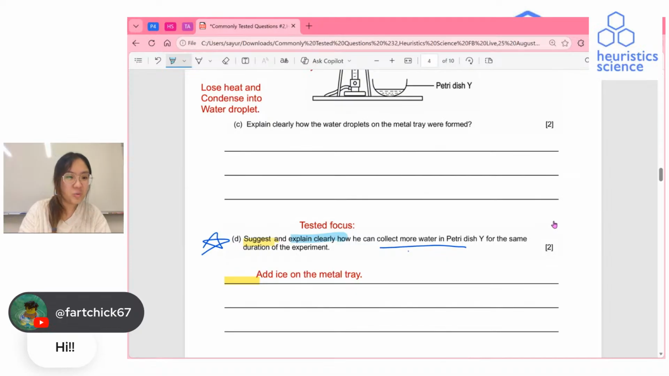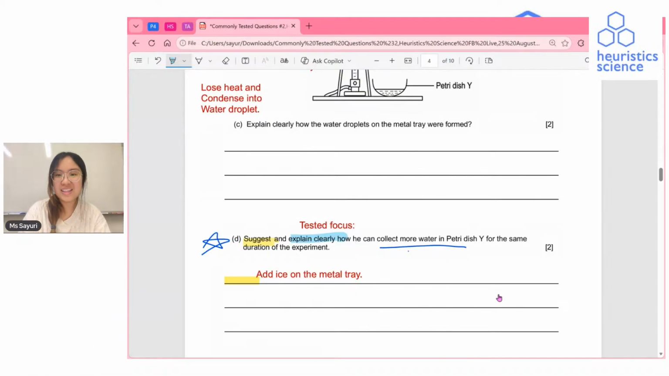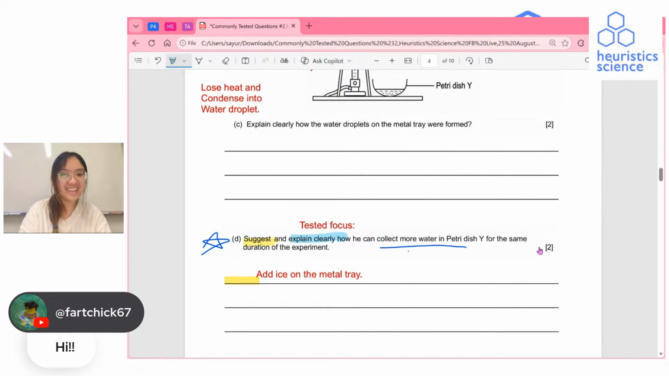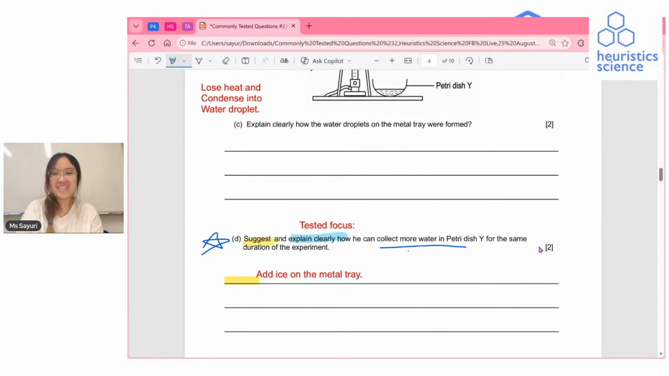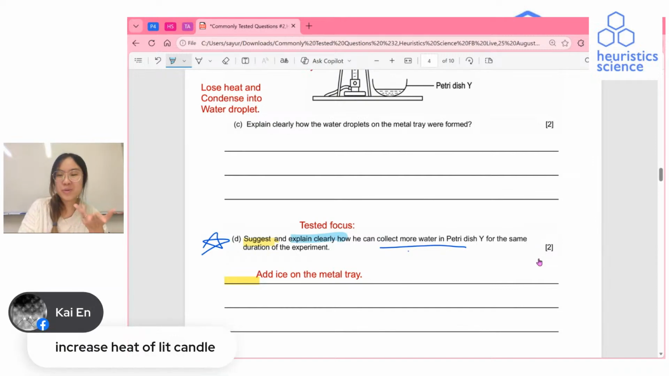Hello. Hello. Hi. Are you a student? Which level are you at? Okay, primary 3, primary 4, primary 5, primary 6.